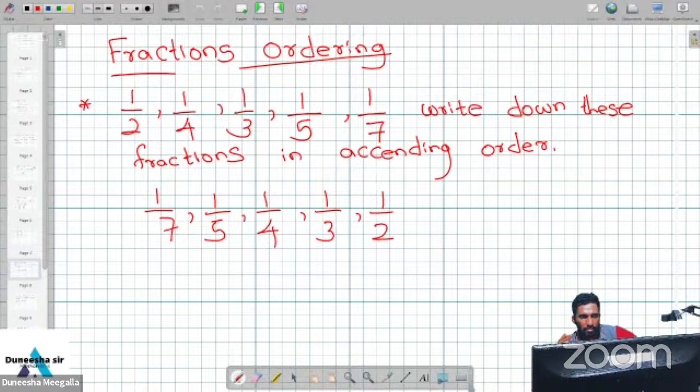Okay. Then we can say the highest denominator gives the smallest fraction. If the denominator has a bigger value, then it's the smallest fraction. Okay. It's the ordering method for ascending and descending.